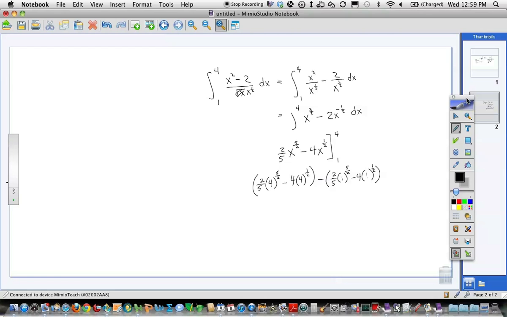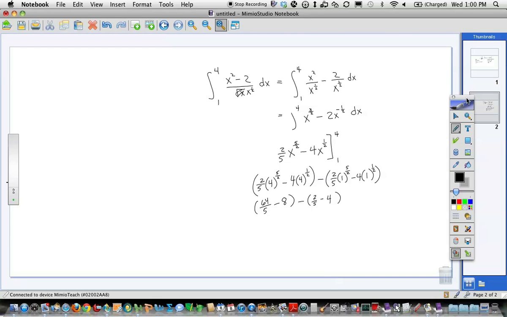So now how do you do 4 to the 5/2? Bottom number is square root. So square root of 4 is 2, and then 2 to the 5th. What's 2 to the 5th? 32. 32 times 2/5, 64/5. Minus 4 to the 1/2, that's square root, that'd be 2. 2 times 4 is 8. That's that one. Minus 1 to anything is just 1, so that's going to be 2/5 minus, and then that's just 4. So those aren't too bad.